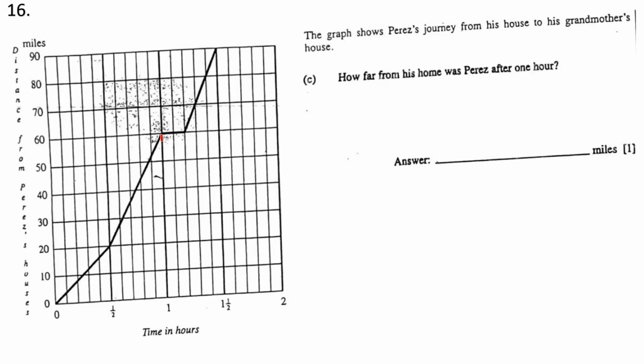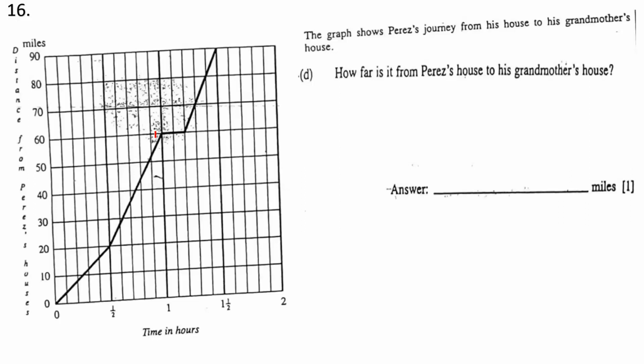Okay, let's move on to question number C, question 16C. It says, how far from his home was Perez after 1 hour? How far? That's distance. If we look carefully, after 1 hour, he was 60 miles away from his home. And so the correct answer here is going to be 60.